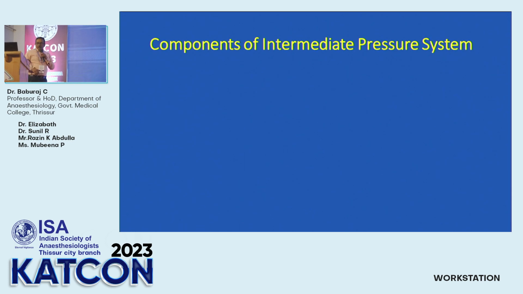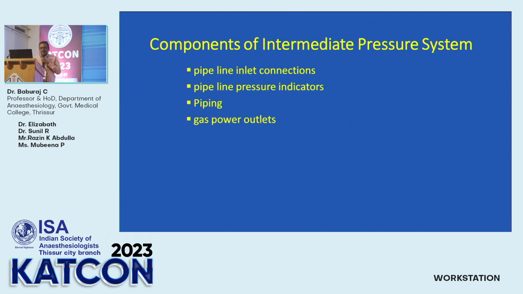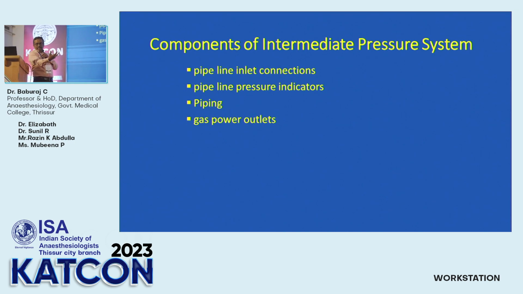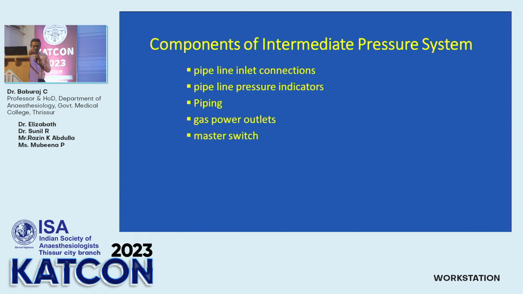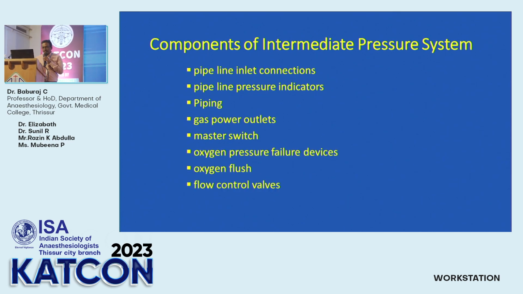Now, moving on to the components of the intermediate pressure system. Already Sunil has said pipeline connections, pipeline pressure indicators, which I showed just now in the upper panel. Piping of the machine. Gas power outlets, you might have seen there are gas power outlets in the older machines, but in the workstation, these outlets are not there. Master switch, oxygen pressure failure devices, and oxygen flush. And flow control valves, that is flow control knobs and adjacent things.